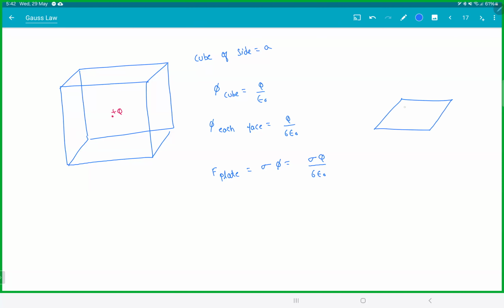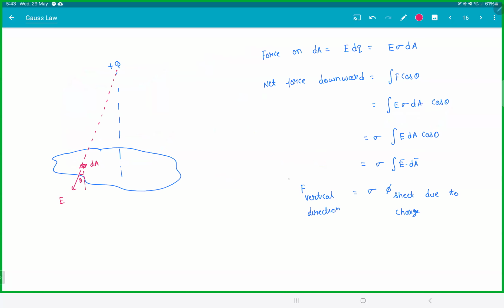But if you take any random shape, first of all, calculating flux would be a problem. But because it is a cube, it is easy to figure it out. So basically, we can use that logic and finish it off. So here, if there is an E, the horizontal components cancel out. It's a pretty good result. You can remember this. Sigma into, so basically we manipulated the flux equation to give us force.